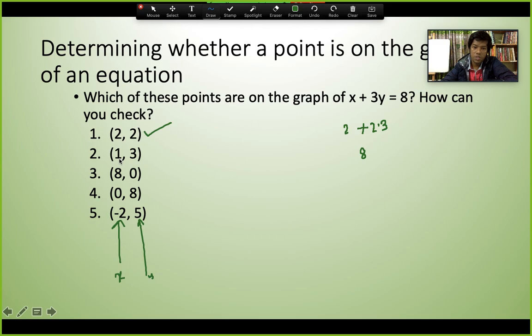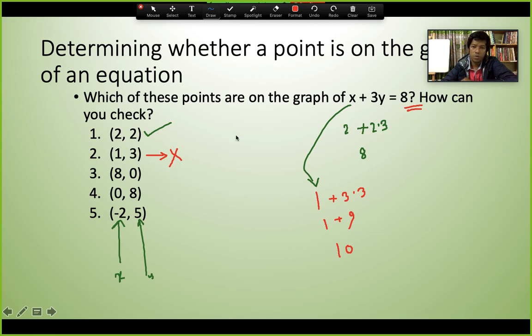Now if we put 1 comma this value here, let's see what happens. First, the x value is 1, then plus 3 into the y value, which is 3, so 3 into 3. So this is 1 plus 3 into 3 equals 9, so the total is 10. You see, our left hand side is 10 and the right hand side is 8. They are not the same. Since they are not the same, this point will not be on the graph.